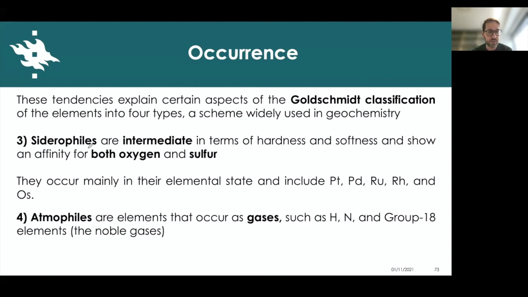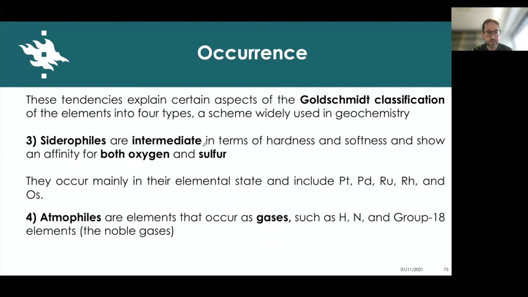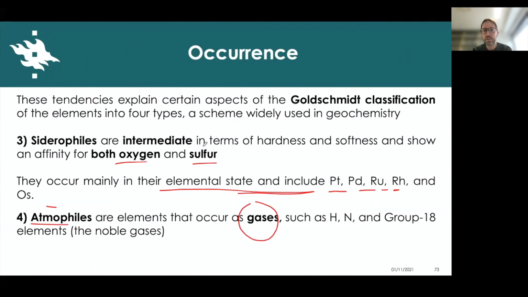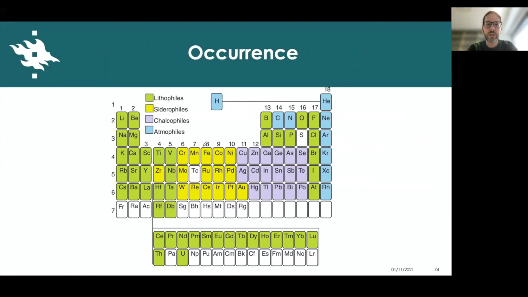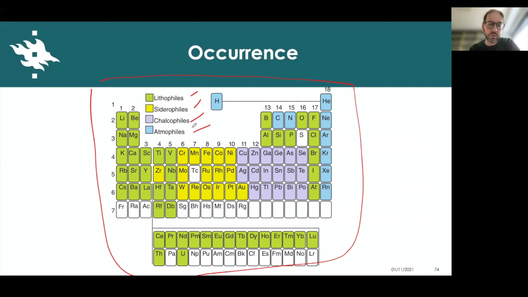We also have the siderophiles, which are intermediate in terms of hardness and softness and show affinity for both oxygen and sulfur. They occur mainly in their elemental state, including some metals. And the atmophiles are elements that occur as gases, such as hydrogen, nitrogen, and the group 18 elements. So for the siderophiles, chalcophiles, and lithophiles, these hard-soft interactions help us rationalize their occurrence in nature. And here is a table describing the different elements within these frameworks: lithophiles, siderophiles, chalcophiles, and atmophiles.